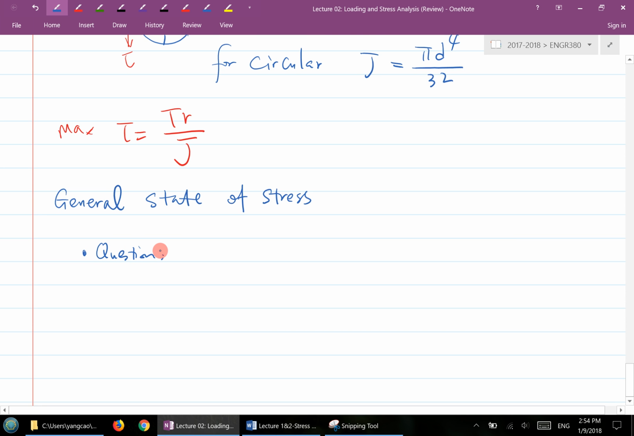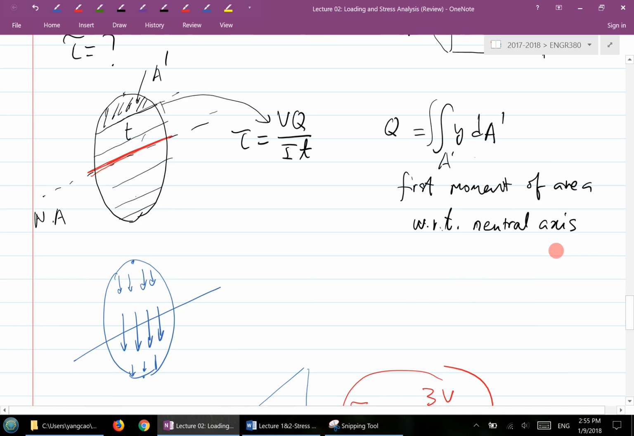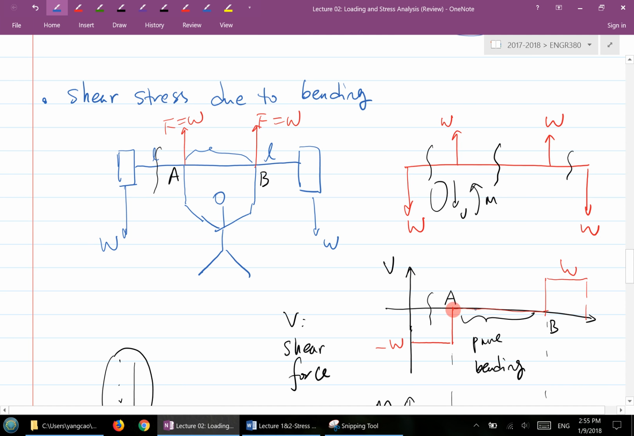I'll ask you a question first. If you recall what we just described for the bending scenario, it is called pure bending. Let's say you have a beam under pure bending. If you look at this location between A and B, you have pure bending.